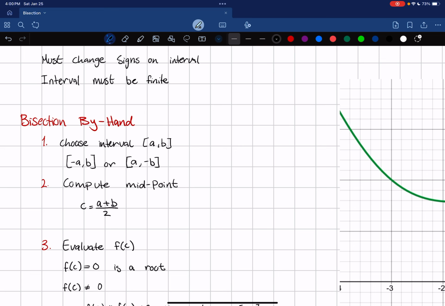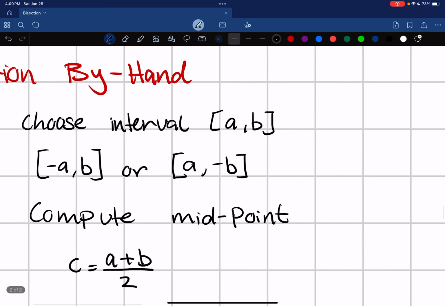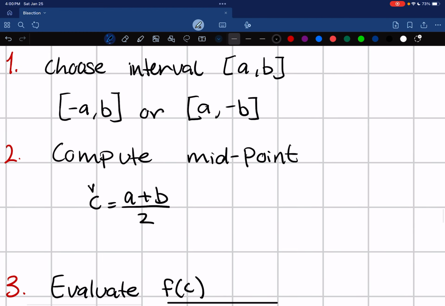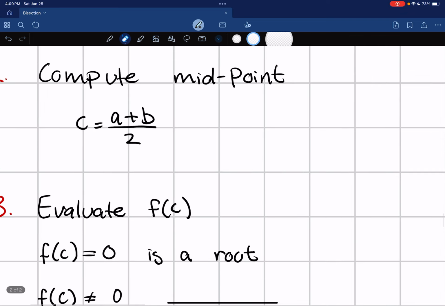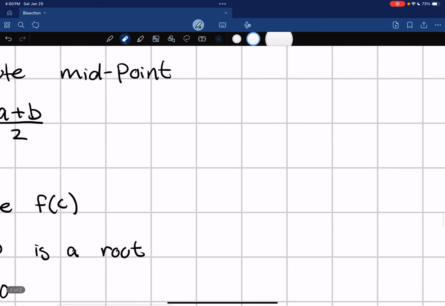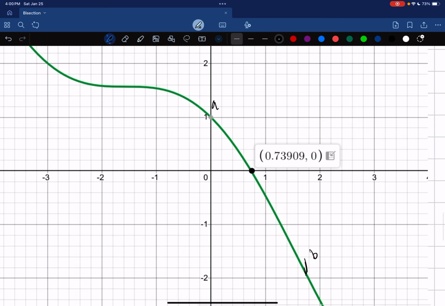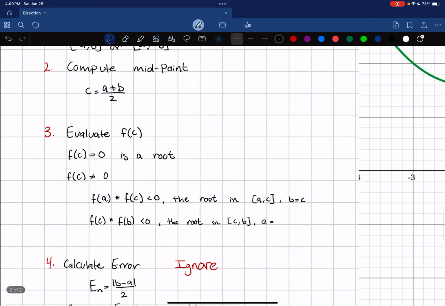So bisection by hand, of course: after you find your interval, this is the original interval, you want to compute your midpoint. So you'll get C, which is A plus B divided by 2. That gives you the midpoint that we spoke about earlier. And after you get it, you want to plug your C into the function. Let's say we choose our interval again. This is A, that's B. You have your two points. You do A plus B divided by 2 and get some midpoint in the middle, that's C. You want to take whatever the function is and plug C into it to get some value.